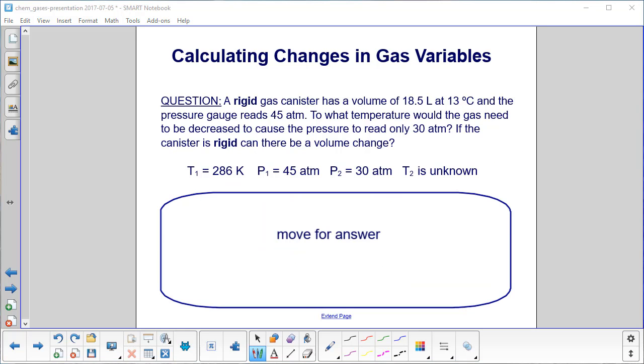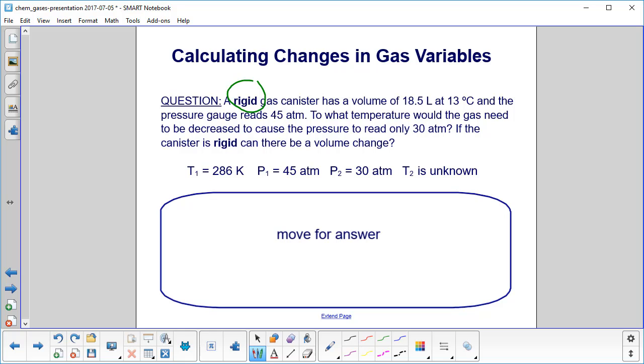Let's illustrate another problem. We have a rigid gas canister. Well, it's already in bold, but let's circle it too. It has a volume of 18.5 liters at 13 degrees Celsius, and the pressure gauge reads 45 atmospheres. To what temperature would the gas need to be decreased to cause the pressure to read only 30 atmospheres? If the canister is rigid, can there be a volume change? Well, let's start with that first question there before we go on to the problem.